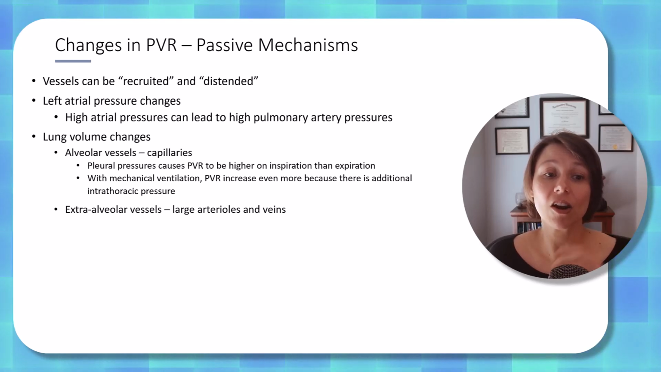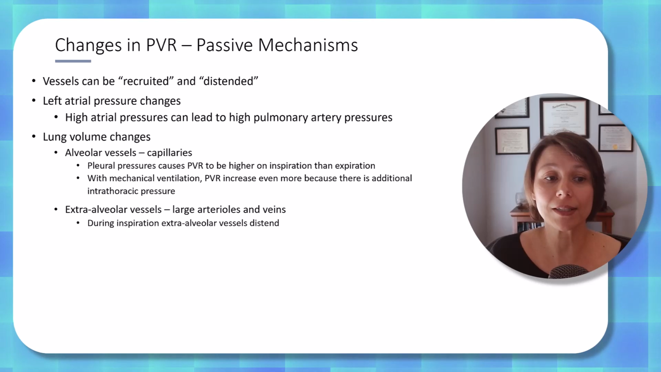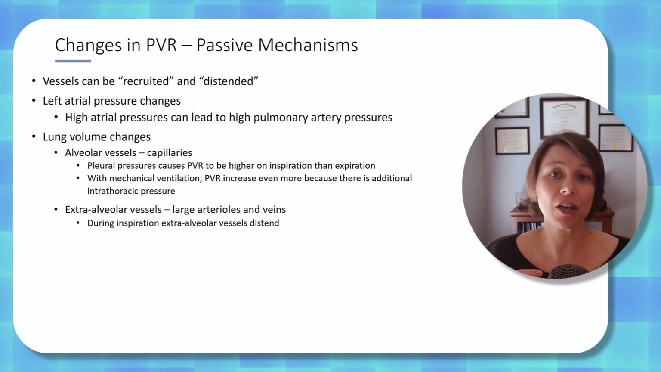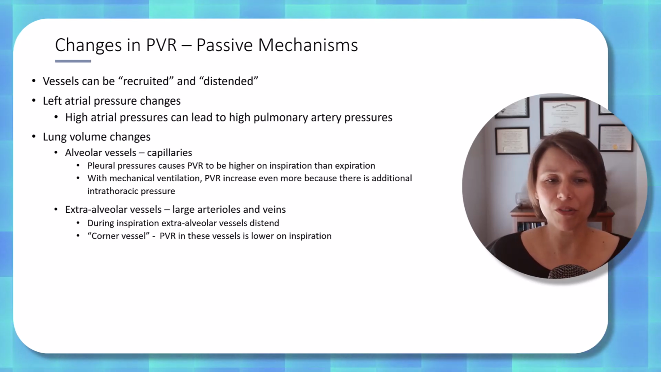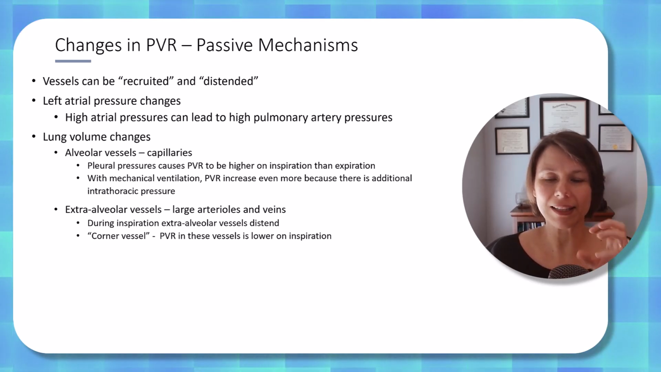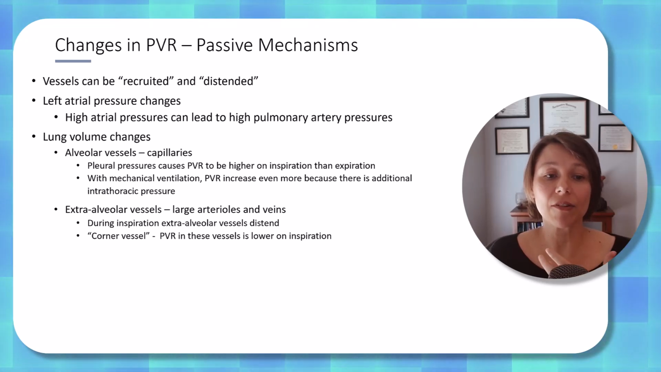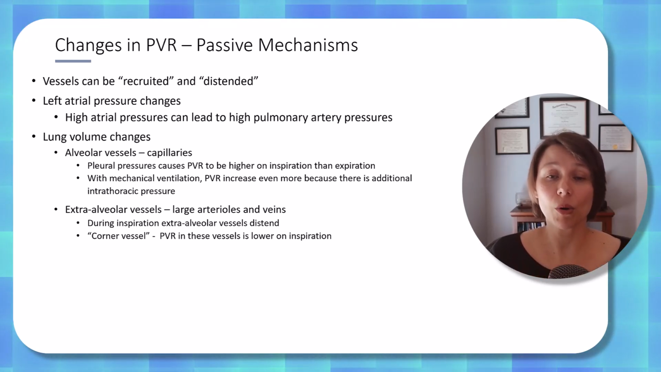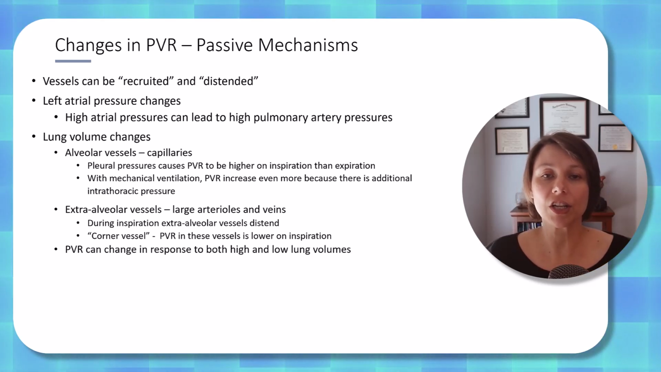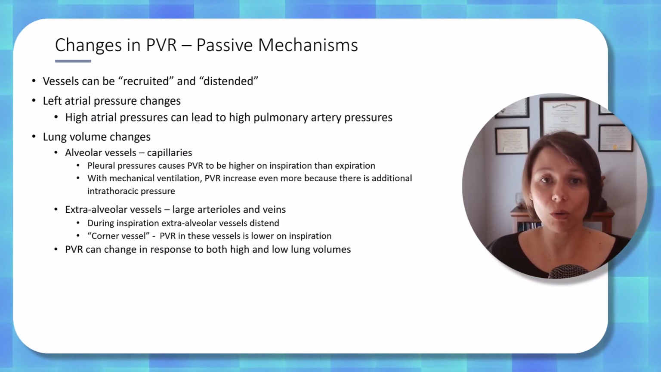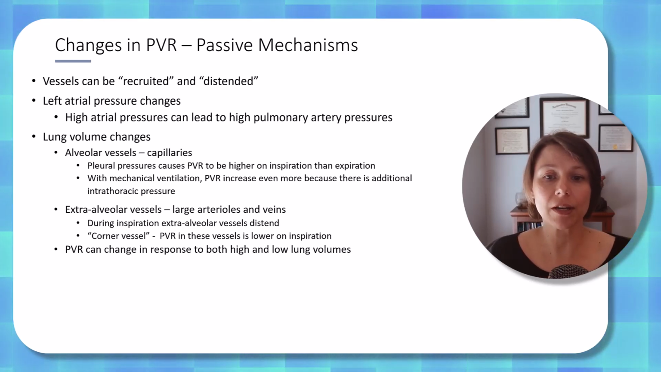Those are going to be the arterioles and the veins on either side of that pulmonary capillary system. During inspiration, those extra alveolar vessels distend, and then you also have corner vessels. These are at the center of multiple alveoli. They're going to have a PVR that is lower on inspiration. And so it's just really important to note that PVR can change in response to both high and low lung volumes because we get normal changes with it just from inspiration to expiration.